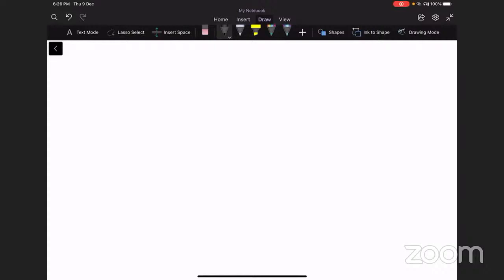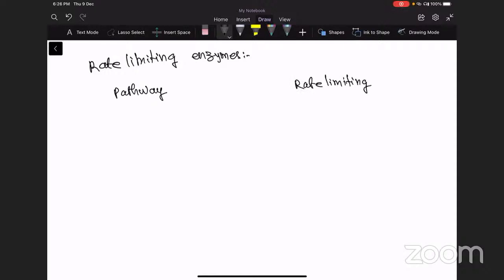Then we move on to a few rate limiting enzymes. Rate limiting enzymes have been asked in every exam, I guess. So rate limiting enzymes are very important in your morning session biochemistry. Pathway, rate limiting enzyme.